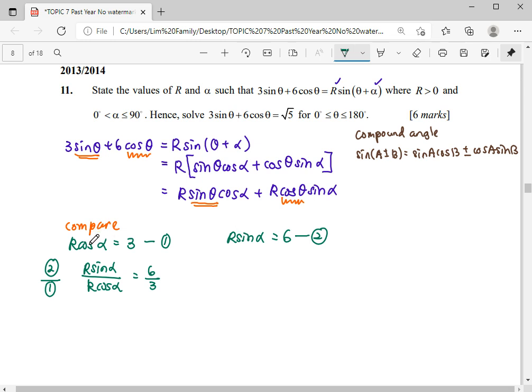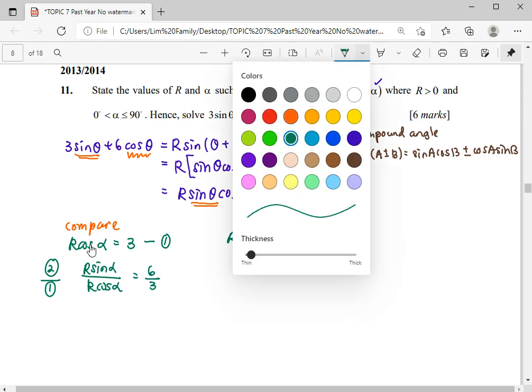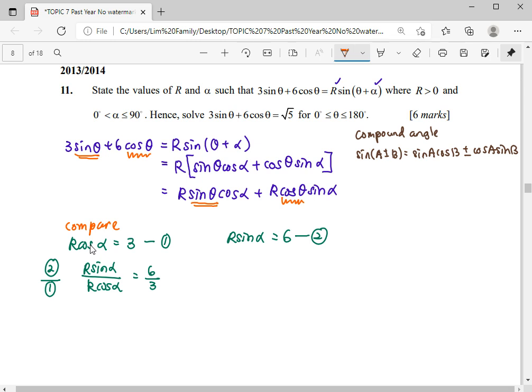When we divide like that, you can notice that r is automatically eliminated, leaving the constant alpha we need to find. Our alpha can be found using the trigo tangent, so tan alpha equals 2. Then for this alpha we use our calculator, shift tangent 2, and straight away we can get the answer.